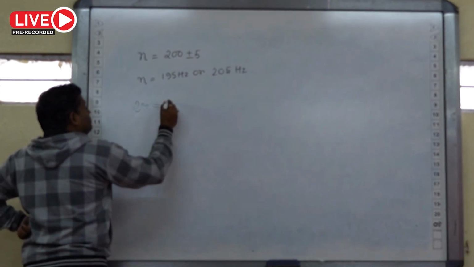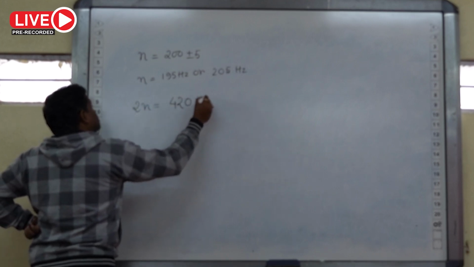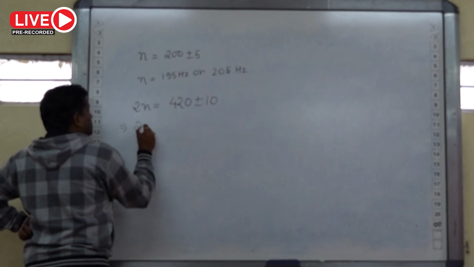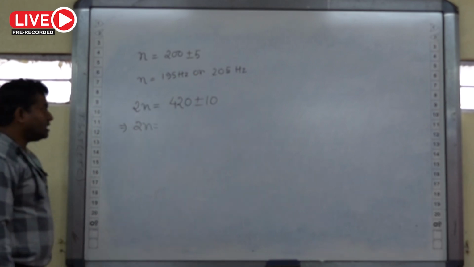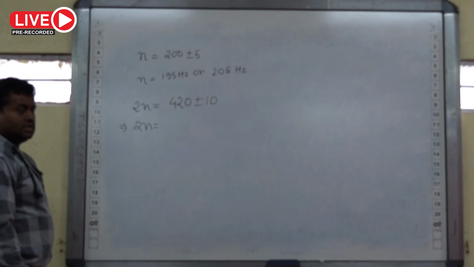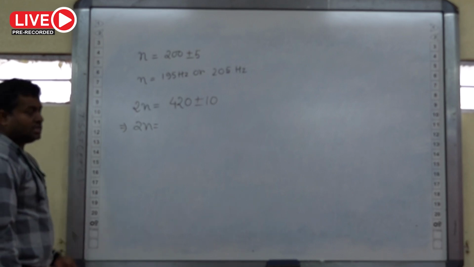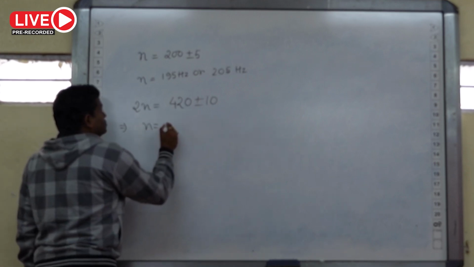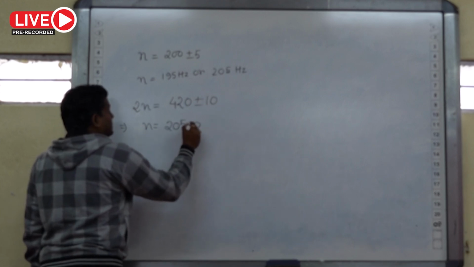It sounds with a 420 Hz source and produces 10 beats per second. So from that we can write 2N equal to either 430 or 410. Accordingly, N will be equal to 215 or 205.